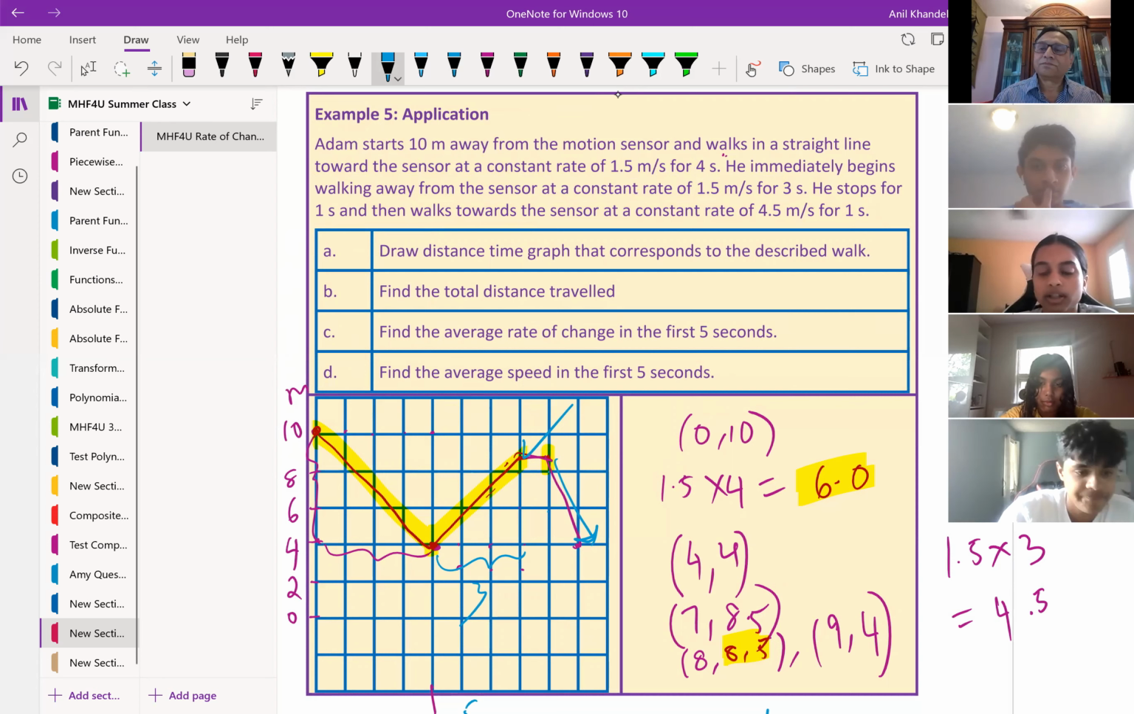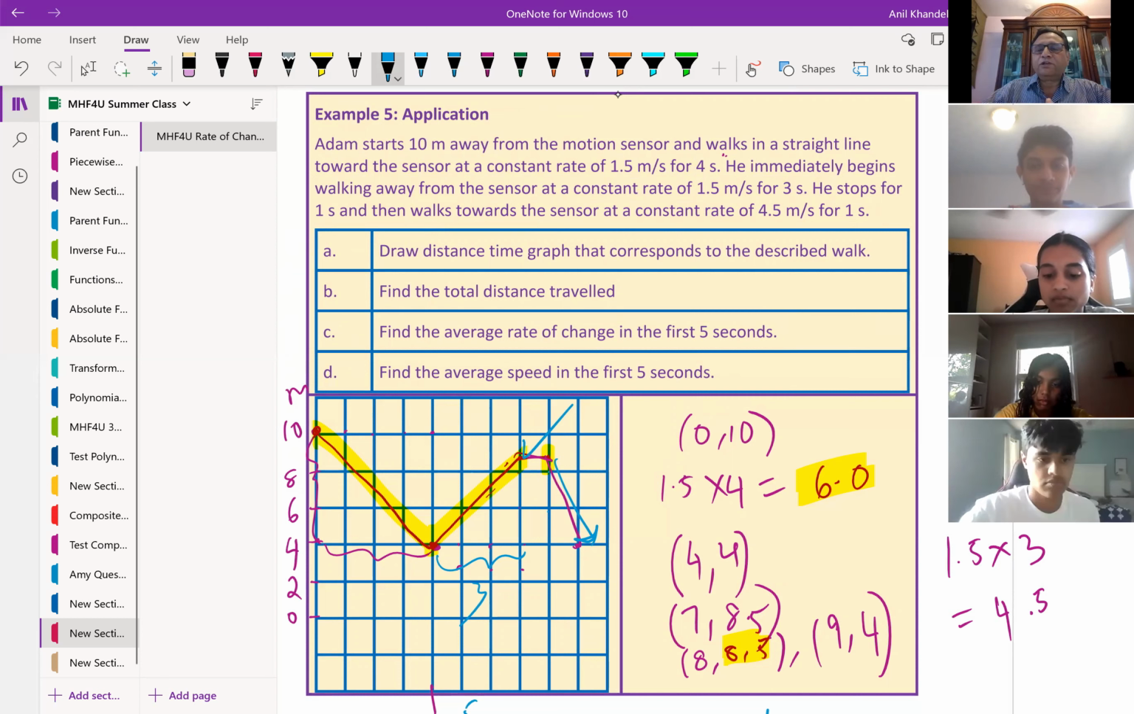For 1 second. This is a real test problem which has been asked 3 times in the last 5 years with the same values and same name, Adam. Now, we have drawn the graph. So basically from a motion sensor, Adam is 10 meters away. So on the graph, I put a point at the y-intercept at 10. Units are meters on the y-axis.